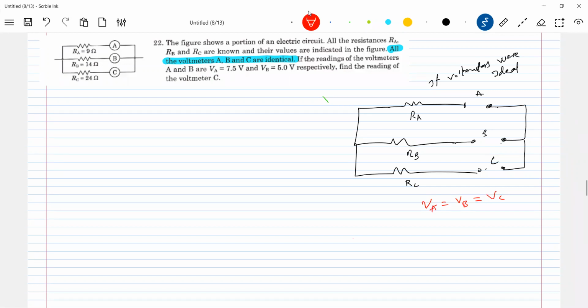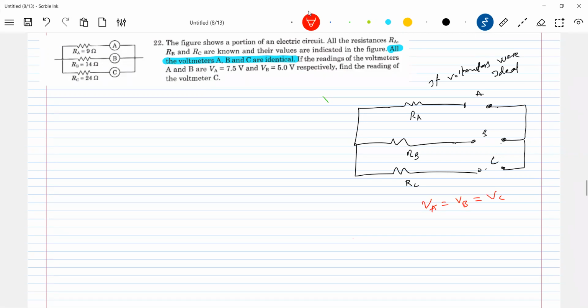Because what do you mean by ideal voltmeter? In place of an ideal voltmeter, what should you replace? Open circuit. In place of an ideal ammeter, short circuit. Are you getting now? If you see a voltmeter, if ideal, replace with open circuit. If an ammeter, short circuit.